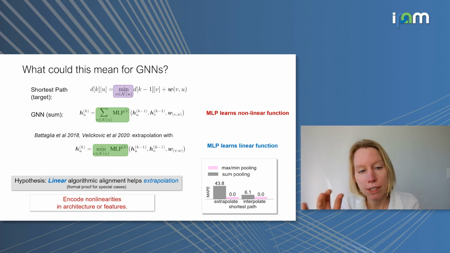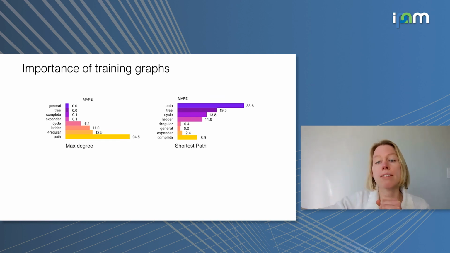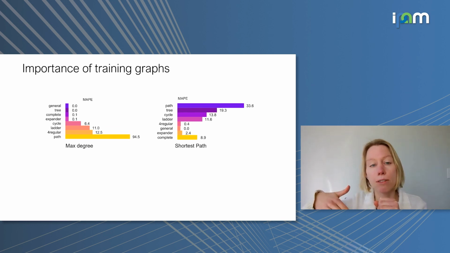Now, if you actually have this linear alignment, do you generalize? You can, under one more condition. It's a condition on the training data. Essentially, you need enough information from your training data to know that you want to learn a linear function. This example shows it in terms of the distribution of the structure of the graph. Here we tested on general graphs, but we trained on only graphs of a specific type. And you see that for certain types of training graphs, you don't extrapolate well, even if you have this linear alignment.